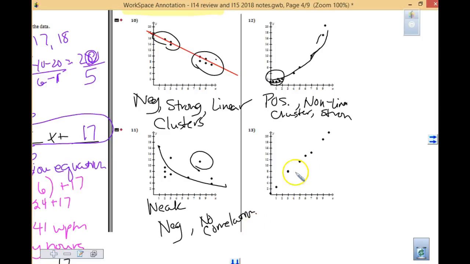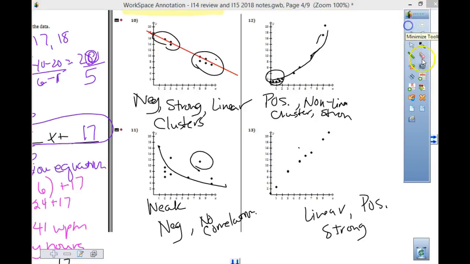Okay, Micah, how about that last one? What are some words you might use? Linear. And Addie, what else? Positive. And Alexis? Strong. Anything else that we could use? And again, probably showing that nice straight line, taking your straight edge, especially on the test on Wednesday, and drawing that line.